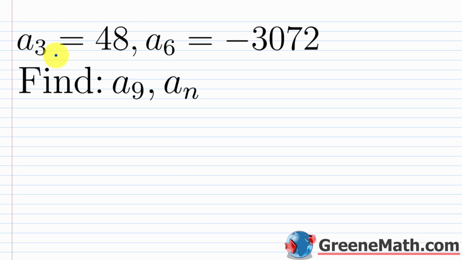So here we have a sub 3 is equal to 48, and then a sub 6 is equal to -3072. We're asked to find a sub 9 and then also a sub n. So again, in this particular situation, we need to figure out what a sub 1 is, and we need to figure out what r is. But the problem is we don't have a sub 1 directly. We don't have the first term like we did in the last problem. And we also don't have two terms that are next to each other, so we can't use that formula to calculate r. So what can we do in this situation?